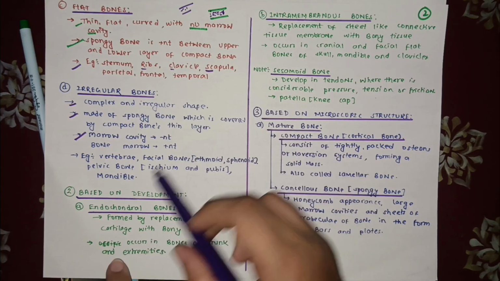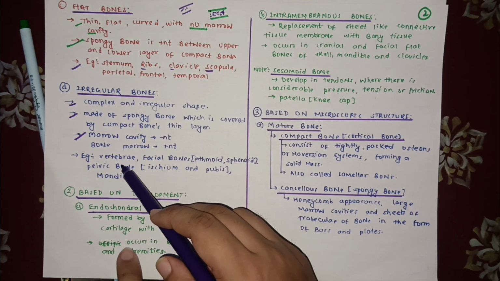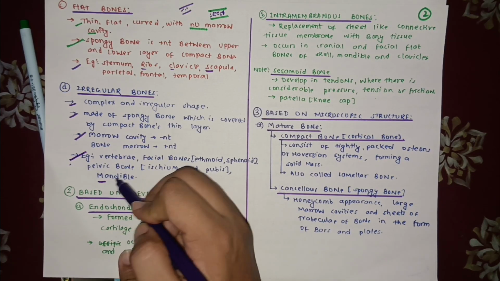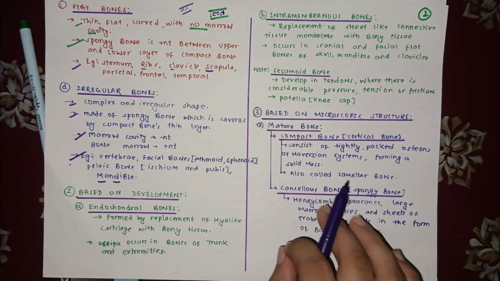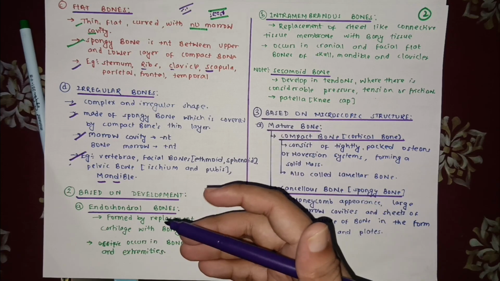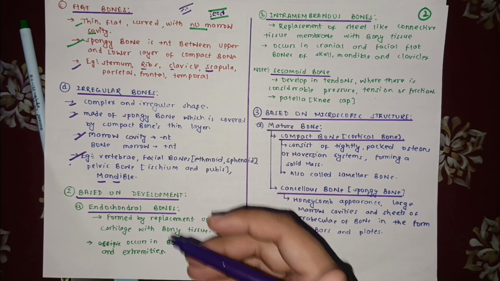After that, examples include the vertebrae, facial bones, ethmoid, sphenoid, pelvic bone, ischium, pubis, and mandible. This mandible is important to remember. Mandible is an irregular bone. So now we have completed the classification of bone based on their shape. Now we will move to the classification based on their development.